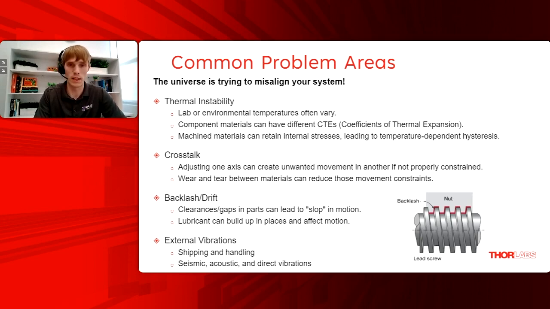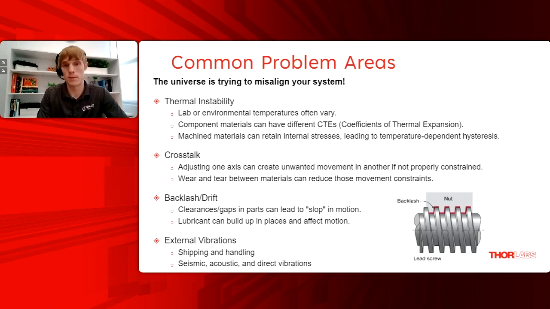So there's a little red line where the backlash is shown, and that little red line creates a gap or a clearance in the part where your lead screw and nut can shift back and forth with each other. Even a small amount can lead to a bigger optical misalignment down the road.